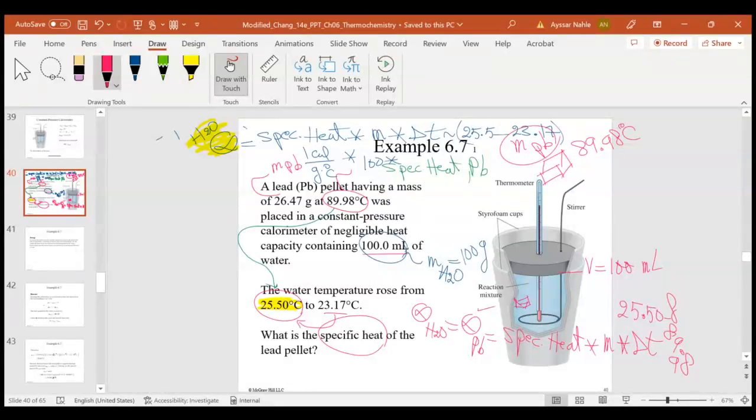Do I know the mass? Of course, I know the mass is whatever grams. So I know the mass in here, I know delta T, and then I can obtain the specific heat of the lead. Is it clear? Okay, good.